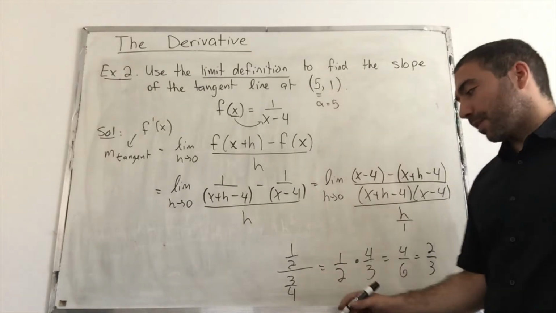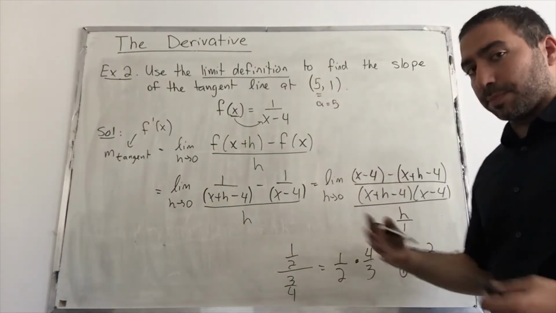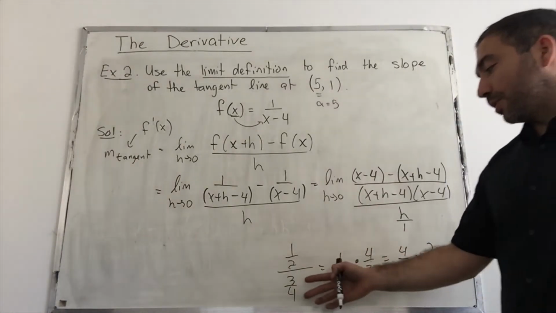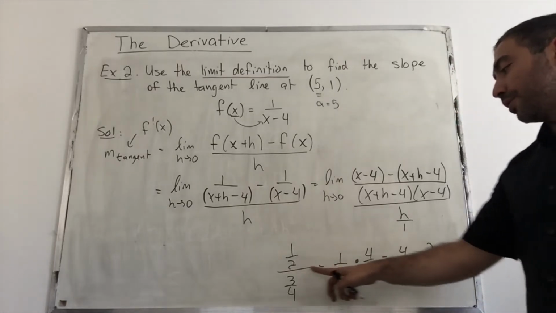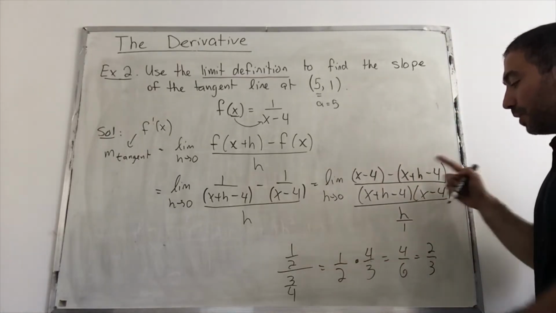Okay, so just keep this in mind. Whenever you're dividing fractions, because this comes up often, you have to multiply by the reciprocal. You flip the second fraction and turn the division into a multiplication. And that's what we're going to do here.